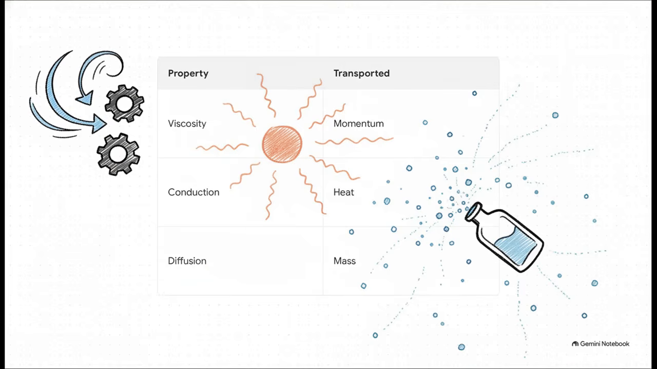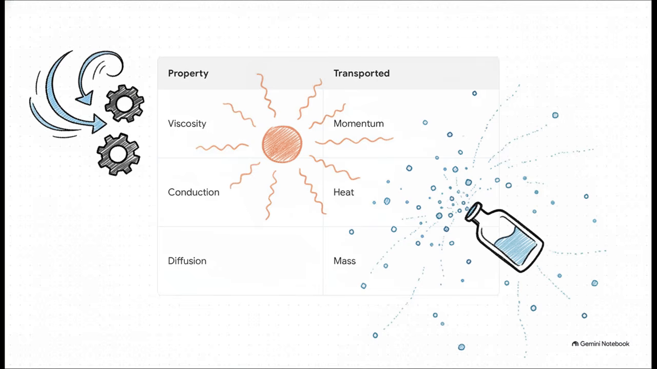This chaotic, rapid motion also drives what physicists call transport properties. As these particles zip around, they carry things with them. In viscosity, they transport momentum, which causes fluid friction. In thermal conductivity, they transport heat from one place to another. And diffusion? Well, that's a transport of mass.